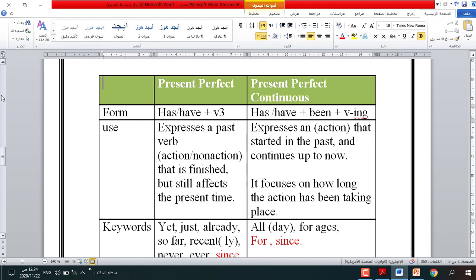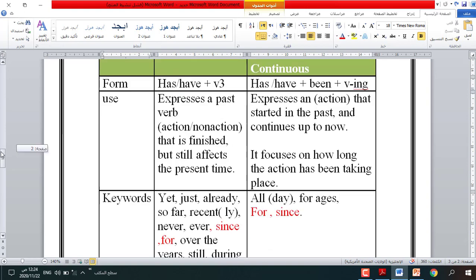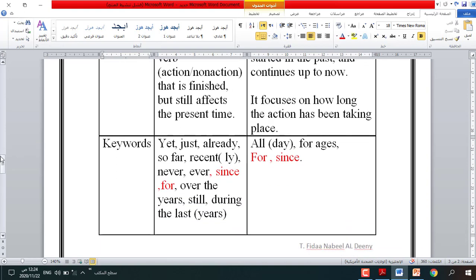The keywords for these two tenses are like yet, just, already, so far, recent or recently, never, ever, since, for, over the years, till, during the last year. So the same keywords that we have seen before. Regarding the present perfect continuous, we have keywords like all day, all night, and so on. For ages, and of course for and since are shared between these two tenses. So these keywords are shared between the two tenses, and the meaning of the sentence itself helps us determine the tense.